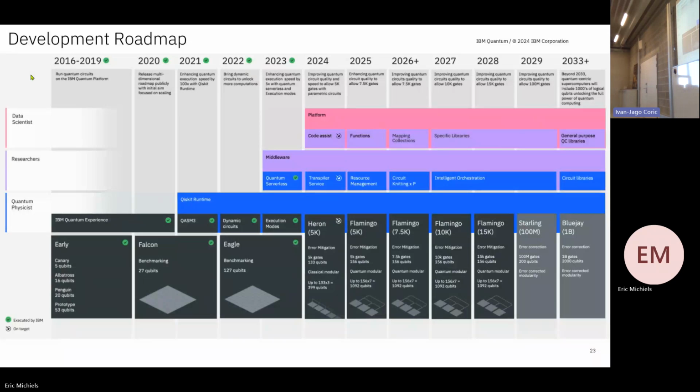And you see that in 2033, 10 years from now, it's quite a lot: complete error correction on 1 billion gates and 2,000 qubits. And then, of course, we are going in the direction of millions of qubits. That's the road. So this is the roadmap.